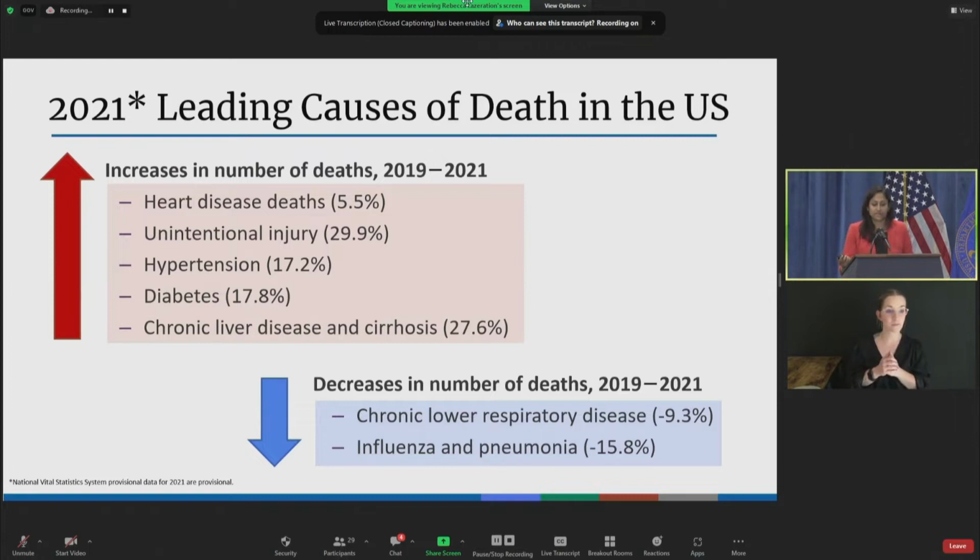Other causes of death also saw increases. We saw increases in heart disease, unintentional injury, hypertension, diabetes, and chronic liver disease and cirrhosis. There were increases in others, but these are the ones that I highlighted. And we also saw some decreases in chronic lower respiratory disease and influenza and pneumonia.